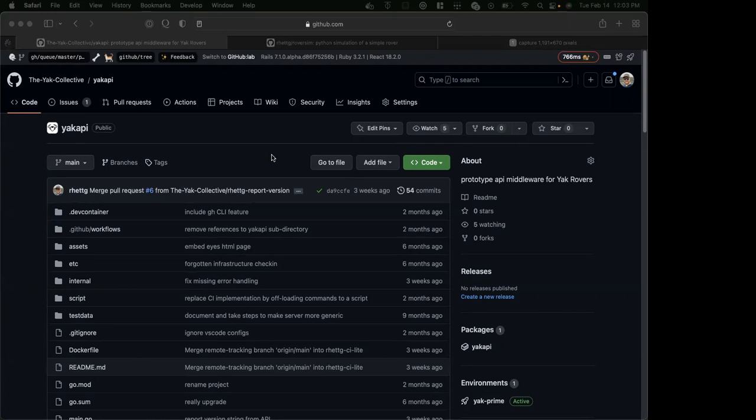I've talked before about this Yak API, a web server that can provide a consistent interface for communicating with the rover or communicating between rovers. And I've just been playing with that over time and iterating on it.